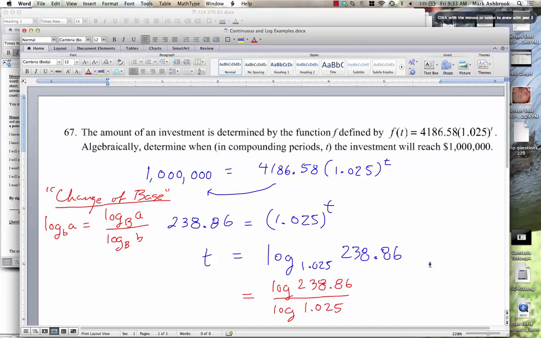So what does it equal? A whole lot of years, right? How many years to get 1 million out of 4,100 at this very low interest rate, 2.5%? 221.71.